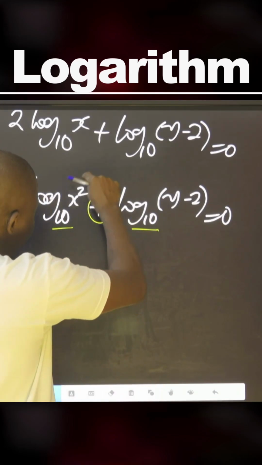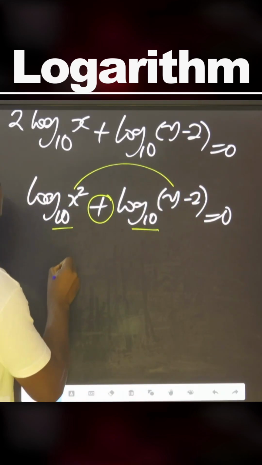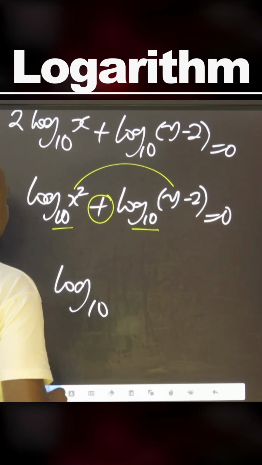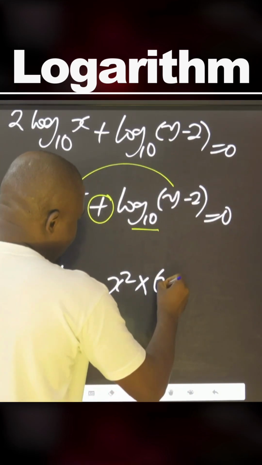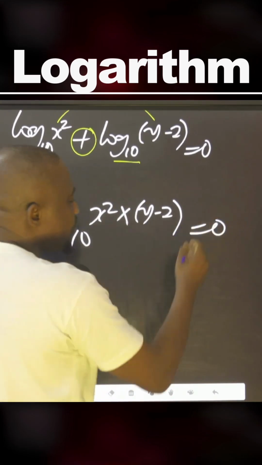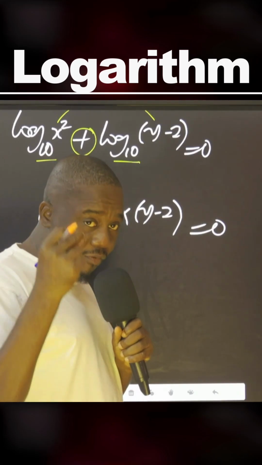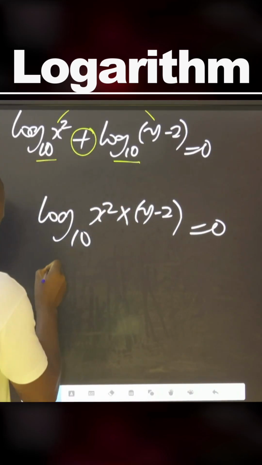It means you can join this group together using multiplication. We're going to come here to say, take one of them, this multiplied by this, that is equals to 0. What is the meaning of 0? The last law of logarithm. Go and check that video. It means what?